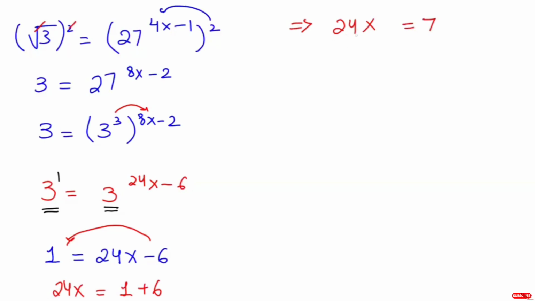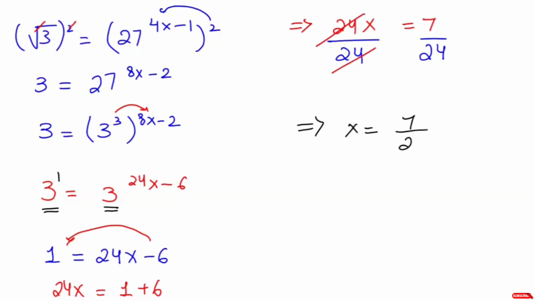Now here this 24 is multiplying, so it is going to be divided on both sides. This and this are going to cancel out. The value of x that we find is 7 over 24. So this is the final answer. Now I'm going to verify my answer.